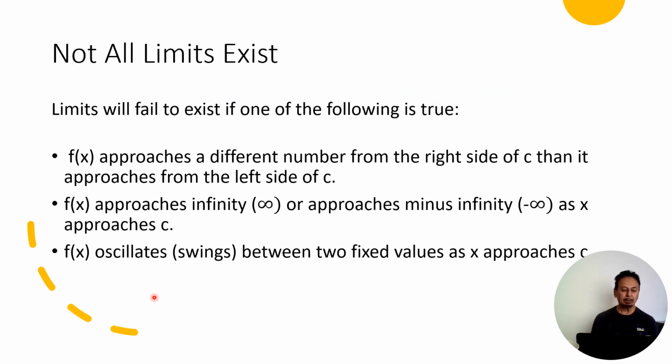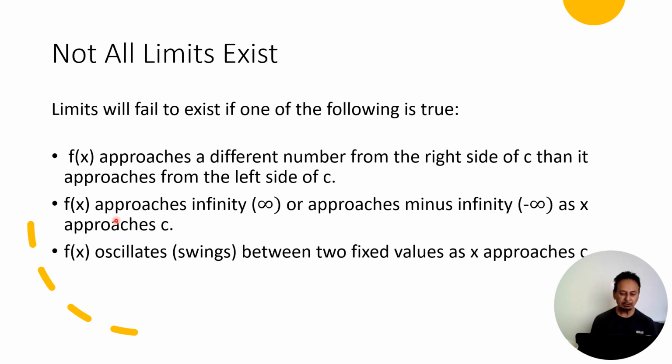Not all limits exist. There are three situations where the limit will fail to exist. Number one, f of x approaches a different value from the right side of c than it approaches from the left side of c. In other words, the limit exists only if f of x approaches the same value, whether you approach c from the left or from the right.